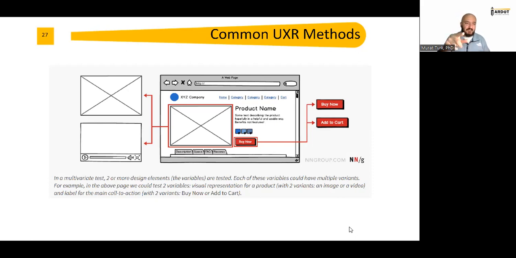So for example, in this page, the user experience researchers are testing 2 variables, right? We have a visual representation for a product. Like independent variable levels in academic research, we call them variants in user experience research. So there is 1 variable, visual representation for a product, with 2 variants, image or video. And then we have the label for the button, with 2 variants again, buy now as the text or add to cart as another text. So we have 2 variants.